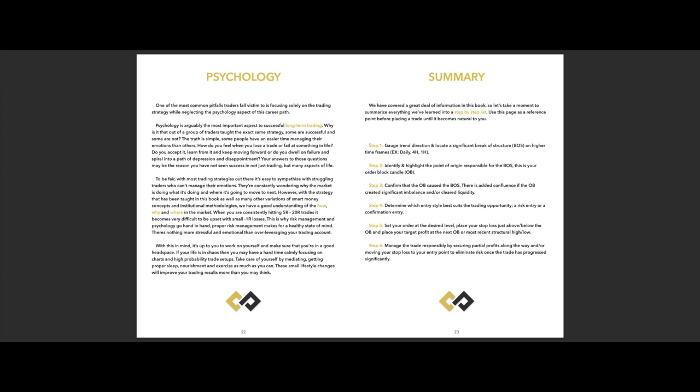So let's just briefly go through this step by step, just to provide some more context to this summary. So step 1, gauge the trend direction and locate a significant break of structure on higher time frames. For example, the daily, the 4-hour, and the 1-hour. Now I put these here just to be general, but again, me personally, I prefer the 1-hour and the 15-minute. It's just different for everybody. Like I'm more of a day trader, sometimes even a scalper. I like to be intraday in and out. If you have longer term goals, maybe aim for the 4-hour or the daily.